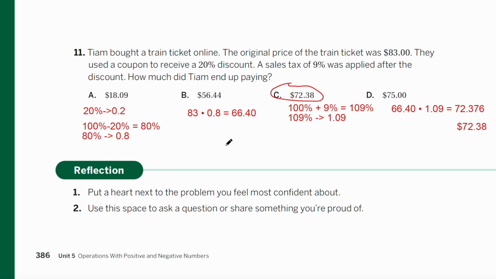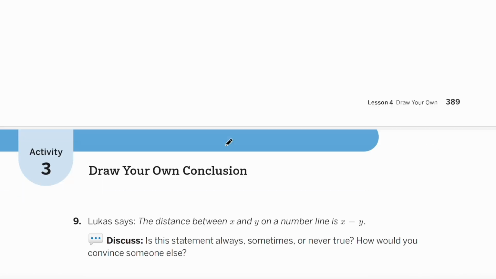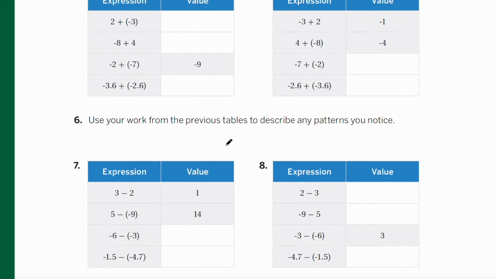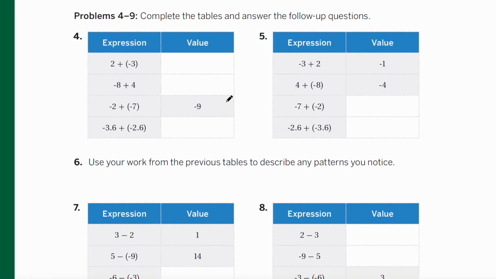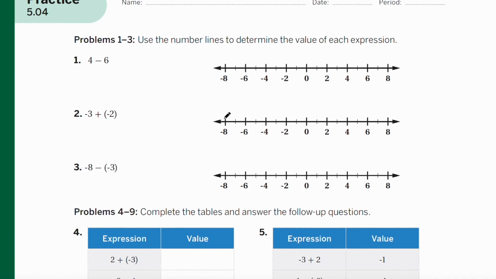All right, let's move on to page 392. Okay, here we are at page 392. It says, use the number lines to determine the value of each expression. The first one is 4 minus 6. So we'll start at 4 here. And one thing to note about this number line is that not every number is marked on this number line. You can see these hash marks are where the 3 and where the 5 is. So we need to be mindful of that when we're doing our jumps.